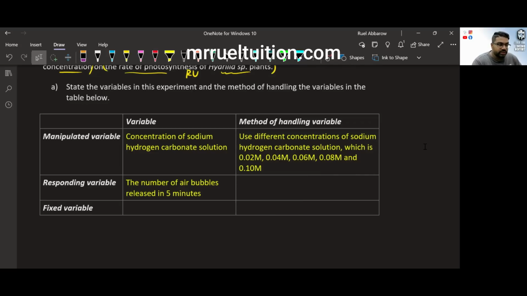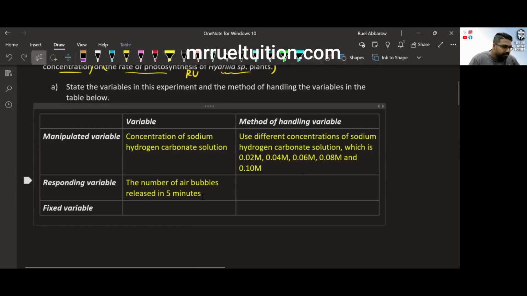Okay. So there's no need to calculate rate after that. There's no need to calculate the number of air bubbles per unit time. No need. It's just the number of air bubbles. Okay. So how do you handle this variable? How do you handle the number of air bubbles released in 5 minutes?